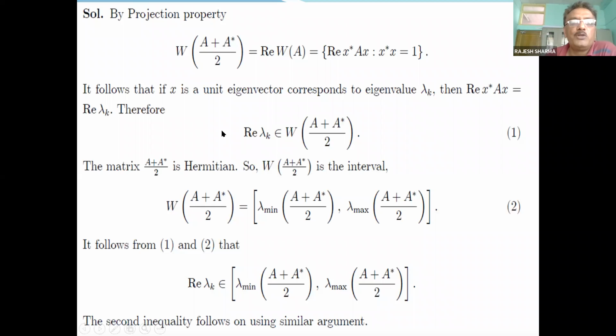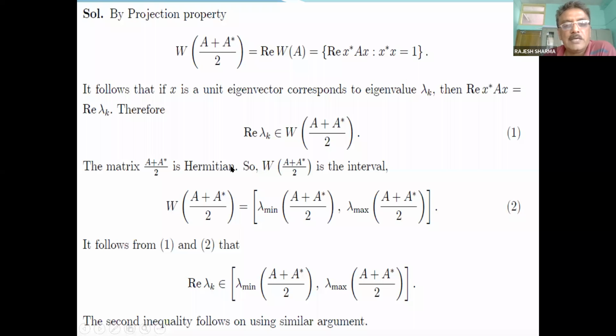Yes, good. By the projection property, the numerical range of (A plus A star)/2 is equal to the real part of the numerical range of A. And this is the real part of x star A x, where x star x is 1. It follows that if x is a unit eigenvector corresponding to eigenvalue lambda K, then real part of x star A x is equal to real part of lambda K. Therefore, real part of lambda K belongs to the numerical range of (A plus A star)/2.